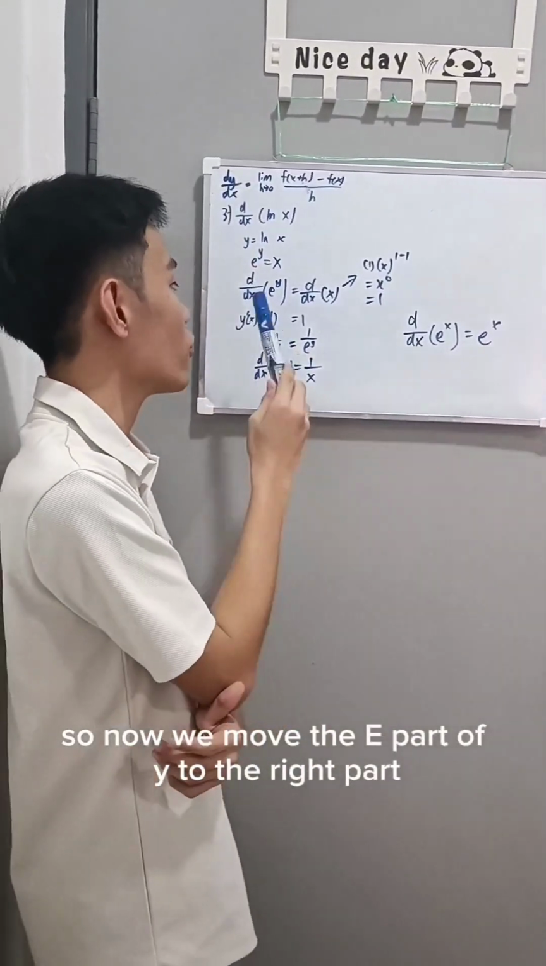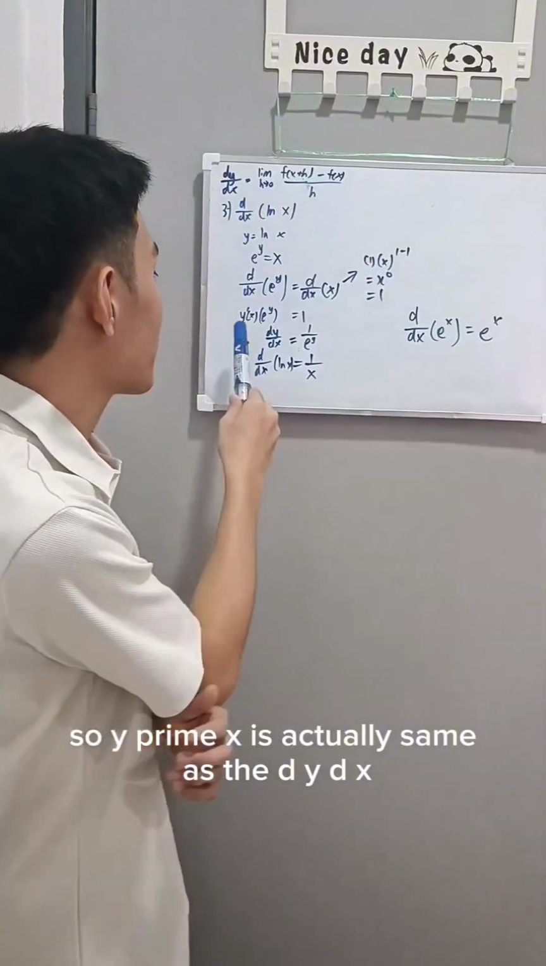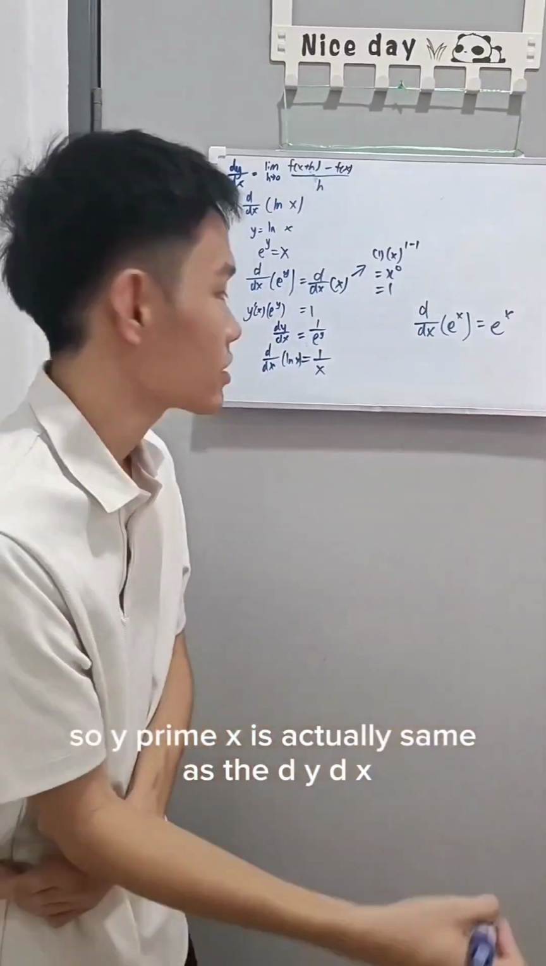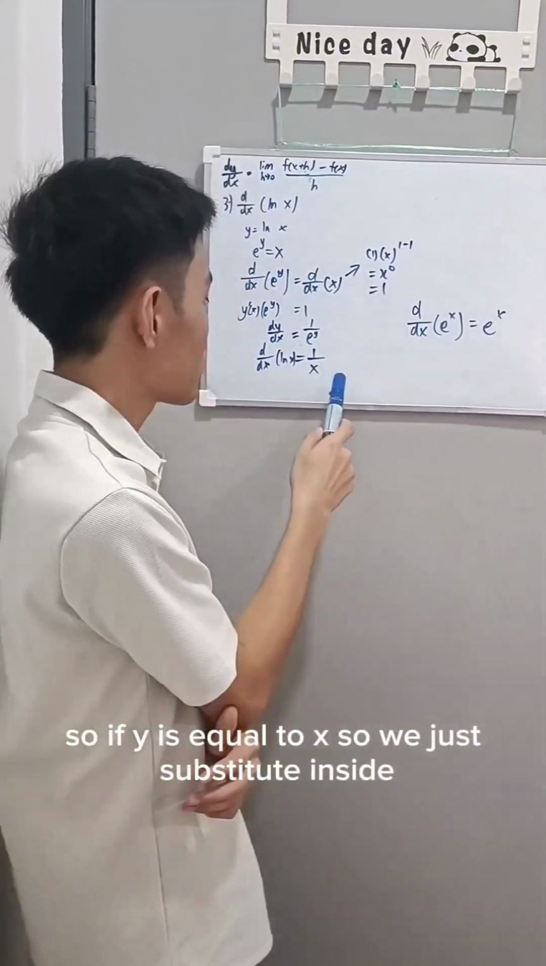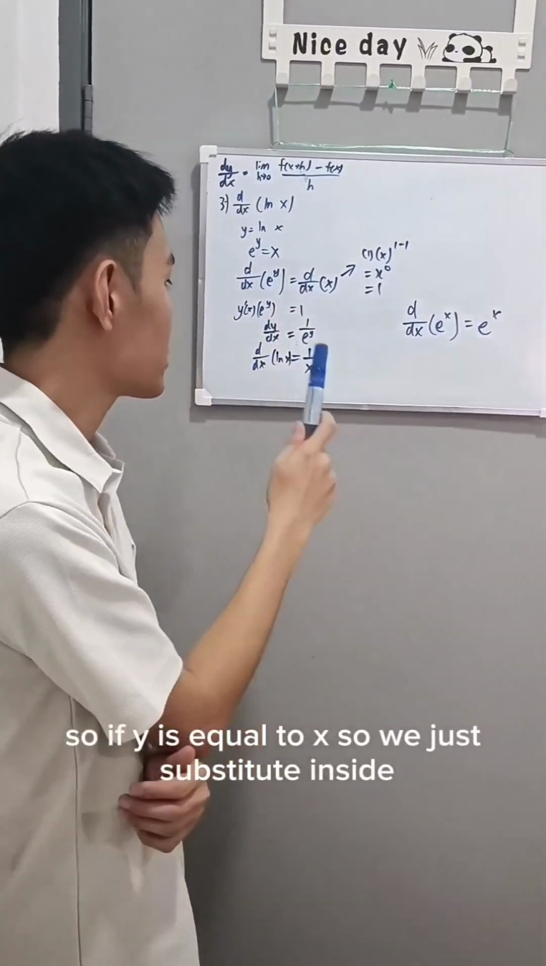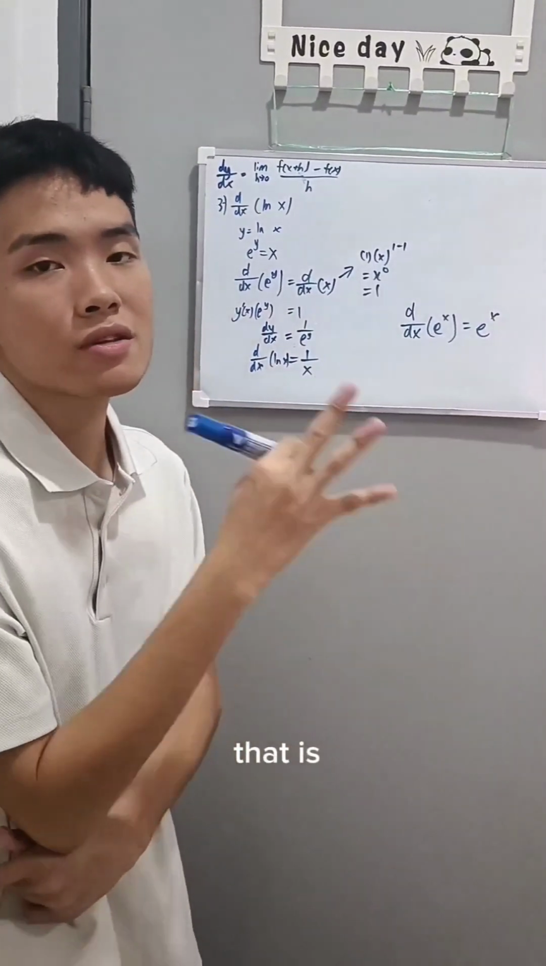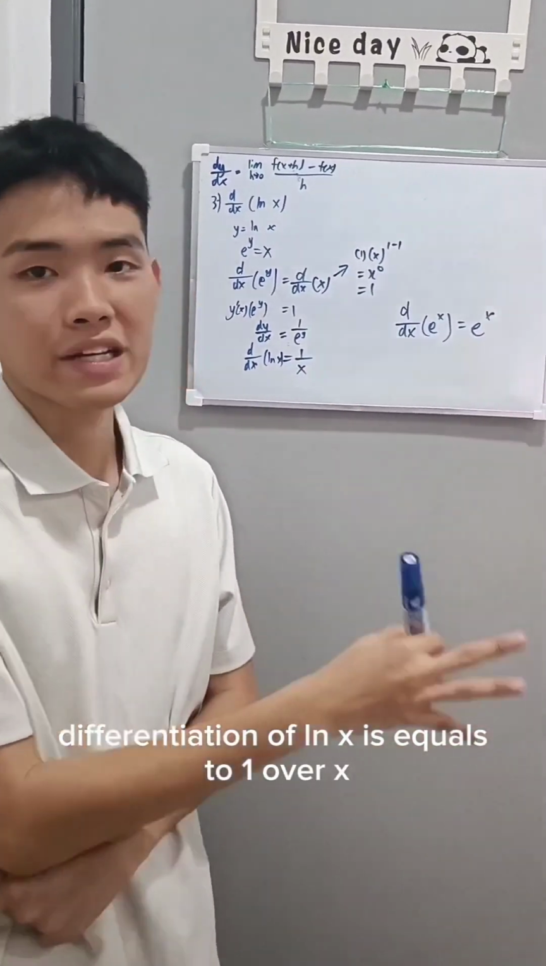Now we move e to the power of y to the right side. y prime of x is actually the same as dy/dx, that is the first derivative. Since e to the power of y is equal to x, we just substitute it inside, so we get the final answer: the differentiation of ln x is equal to 1 over x.